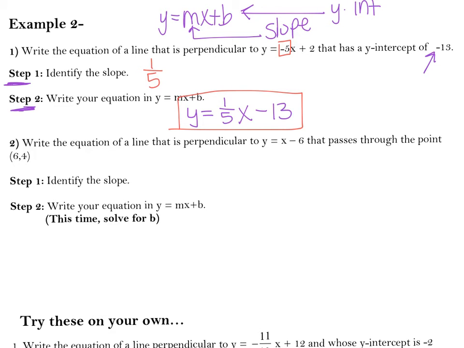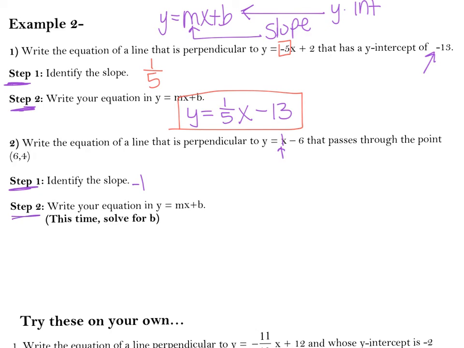In number 2, write the equation of a line that is perpendicular to y equals x minus 6 and passes through the point 6, 4. You have a slightly different step here. Your first step is still to identify that slope, the number in front of x. If there is no number there, it's really a 1. So 1 over 1 is the same if I find the reciprocal. But remember, it also has to be the opposite. Since this slope is positive, my perpendicular slope must be negative. So I have a negative 1.